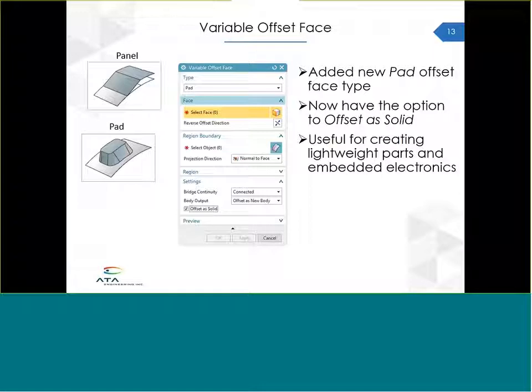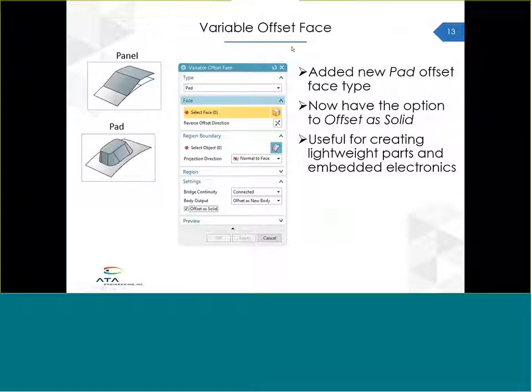There have also been some updates to the variable offset face command. You can now create offset regions of different thicknesses. You can also use the new pad type pictured on this slide to create parts that contain different materials. There is also now the option to offset as a solid if you select the output for the variable offset face tool to be a new body.